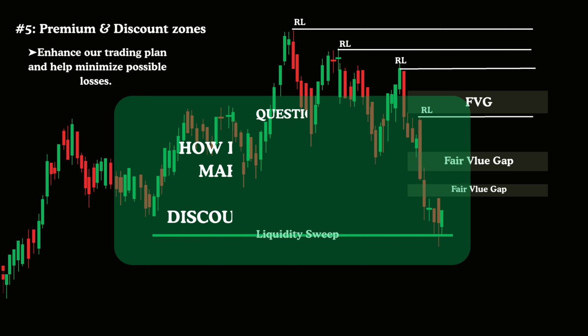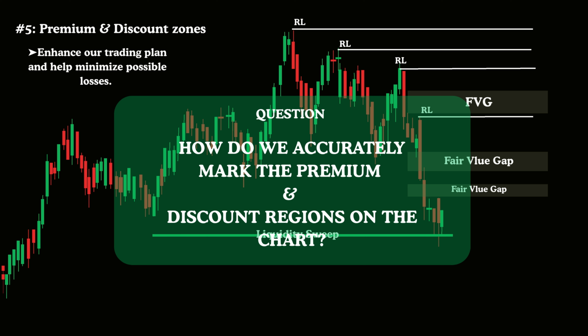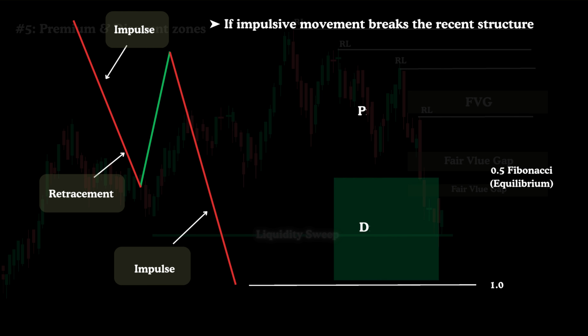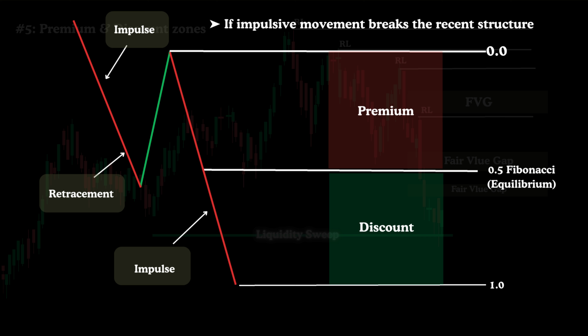Now, how do we accurately mark the premium and discount regions on the chart? To determine whether the price is in a premium or discount zone, we use the Fibonacci tool by connecting the swing high and swing low of the price movement. The area below the 0.5 Fibonacci level is referred to as the discount zone, while the area above the equilibrium line is known as the premium zone.